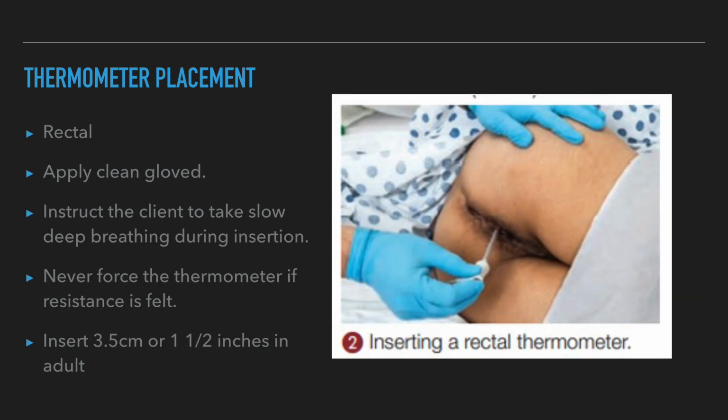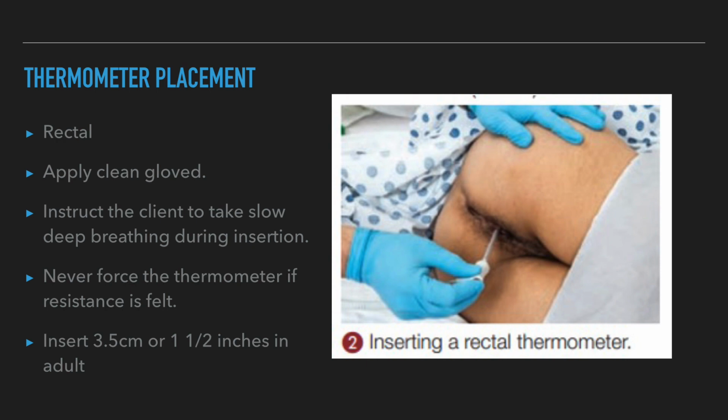Apply water-soluble lubricant liberally to the thermometer probe tip. Rationale: lubricant facilitates insertion of the thermometer without irritating or traumatizing the rectum. Separate the client's buttocks with one gloved hand until the anal sphincter is visible. Rationale: visual exposure of the anus ensures accurate placement of the probe. Ask the client to take a deep, slow breath. Insert the thermometer into the anus in the direction of the umbilicus, 1 inch for a child and 1.5 inches for an adult.